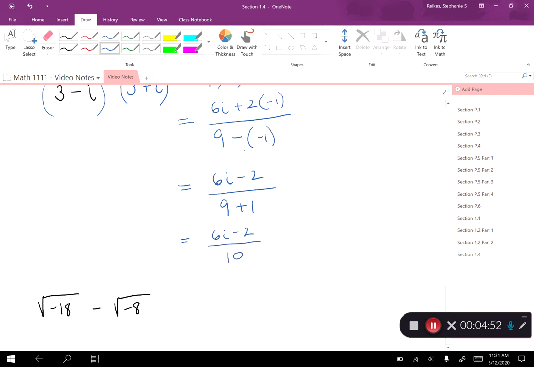Although the problem is done, I notice everything is divisible by 2, so I could go ahead and reduce this. This is going to reduce to 3i minus 1 all over 5. And that is complete.